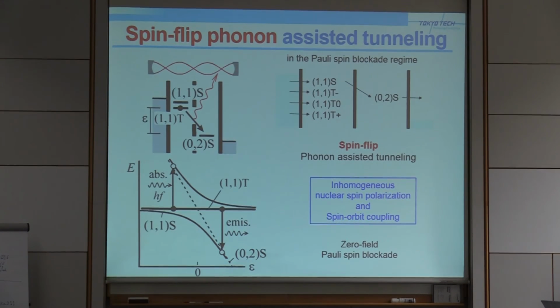But the spin blockade in the central region is held because of the large exchange energy. So this is the case where the singlet and triplet basis works well. But if you compensate this exchange energy with the surface acoustic wave, it can lift the spin blockade.